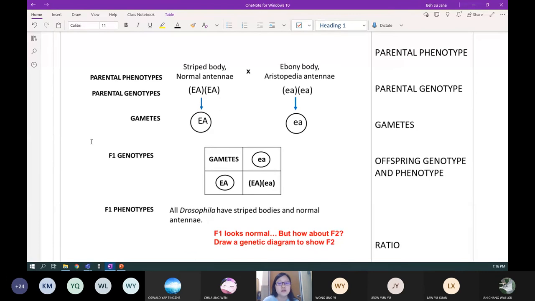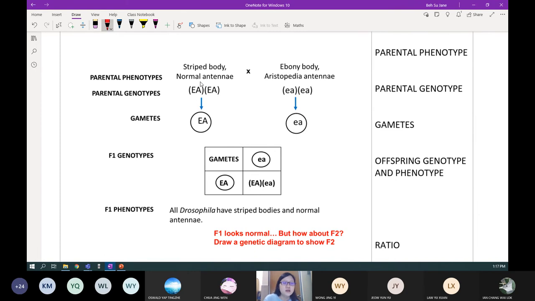So what did we say? Okay, so this is the parental phenotype and genotype. I hope you're taking this down. I don't know how many genetic diagrams really, but today I'm going to draw five more genetic diagrams. So this is one. This is purebred crossed with purebred, homozygous dominant crossed with homozygous recessive. And then you can see the gametes only have one type here.